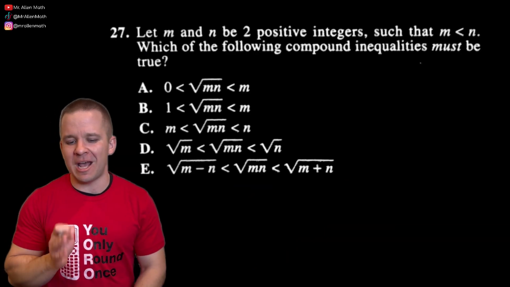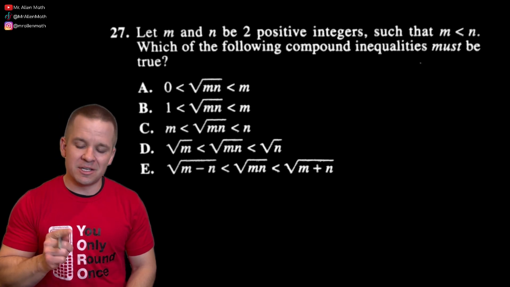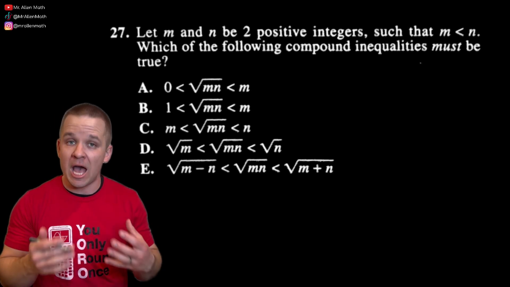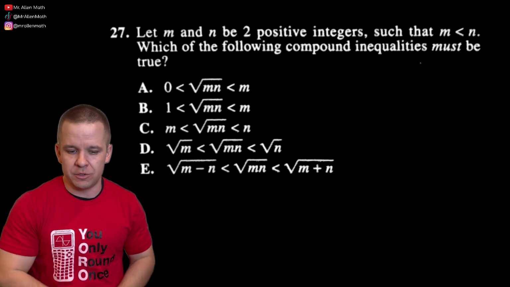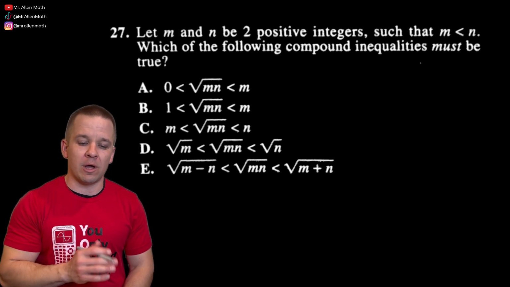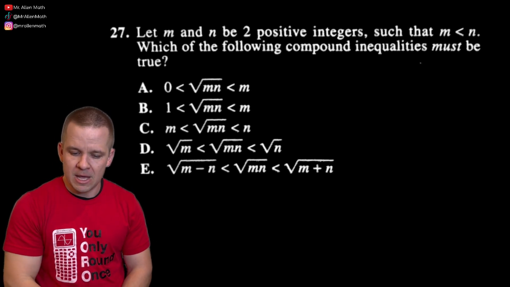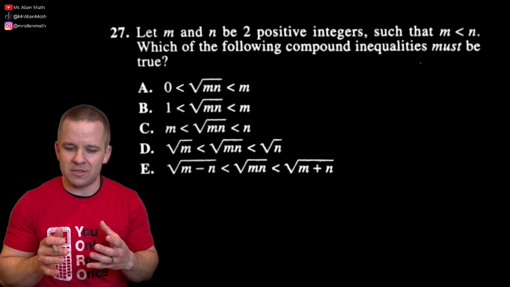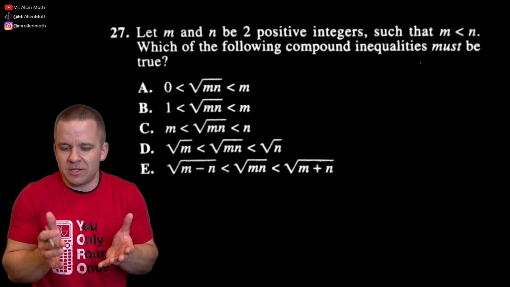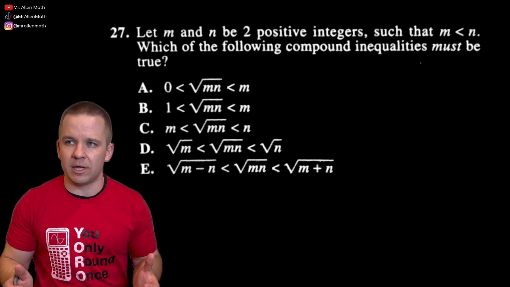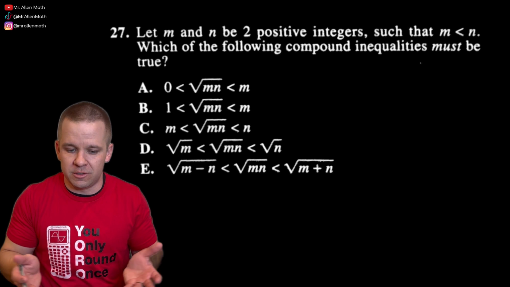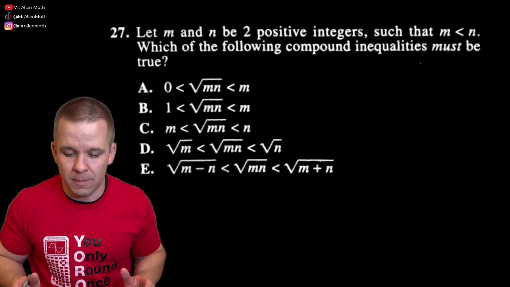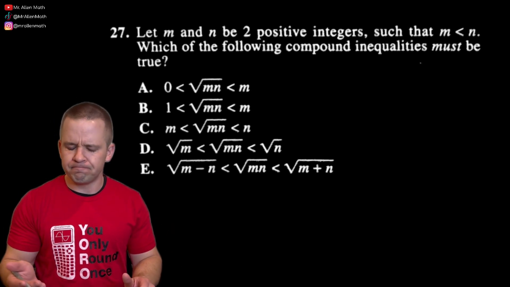So I got a tricky one for you guys here. Let m and n be 2 positive integers such that m is less than n. So m, as in Mike, is the smaller of the 2 numbers. Which of the following compound inequalities must be true? It's a little hard to see here with all these square roots. When I see that the square root of m times n is greater than 0, that makes sense, right? 2 positive integers multiplied together, take the square root, it's got to be greater than 0. But is it less than m?